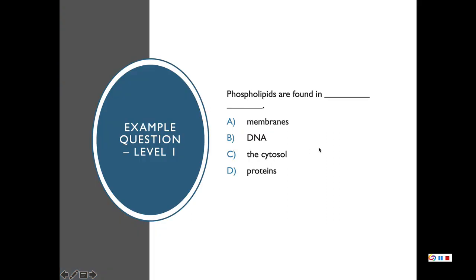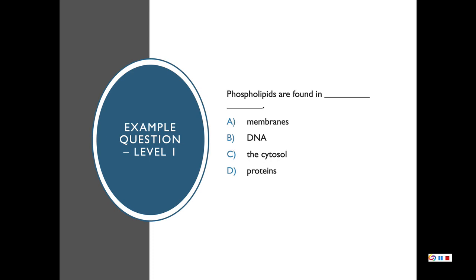So in our first question here, this is going to be an example of a level 1 question, something you might find on Invitational, or perhaps on District. Probably not a level 1 question that you would see on regional or state though. Okay, so the question is, phospholipids are found in, and so the student needs to understand what phospholipids are, but also where they are located. And so you're going to find phospholipids in membranes, and that would be the correct answer.